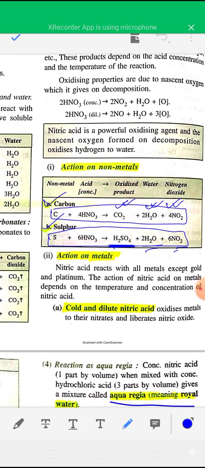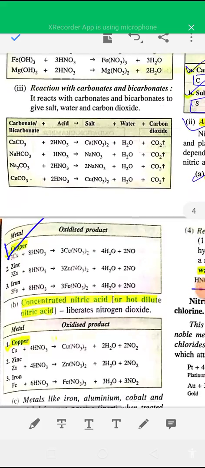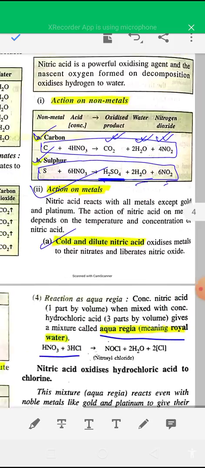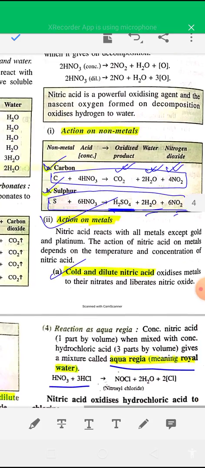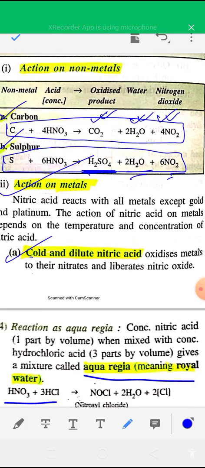Action of nitric acid on metals. Nitric acid reacts with metals like zinc, aluminium in three different ways. When nitric acid is cold and dilute, nitric acid oxidizes the metal to metal nitrate and nitric oxide is obtained.